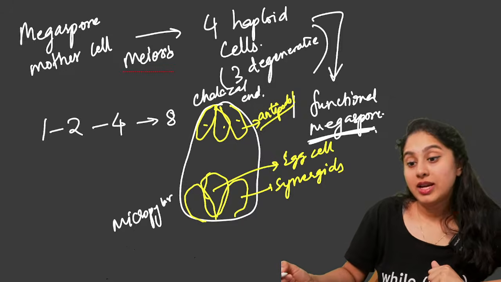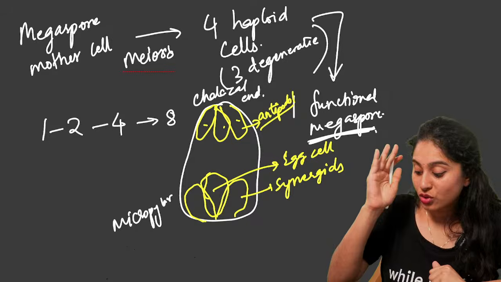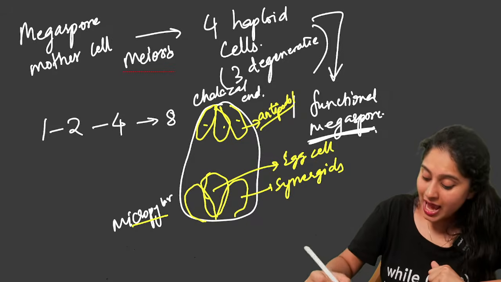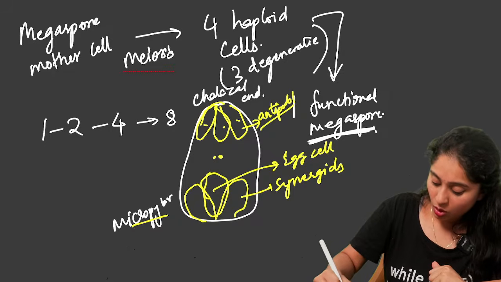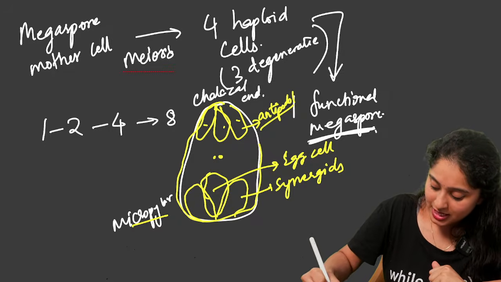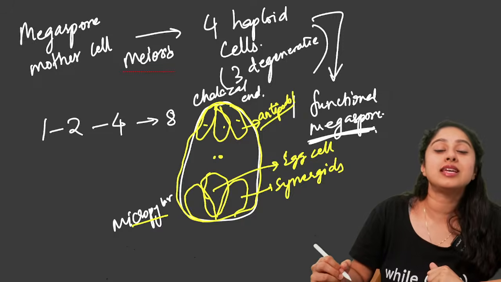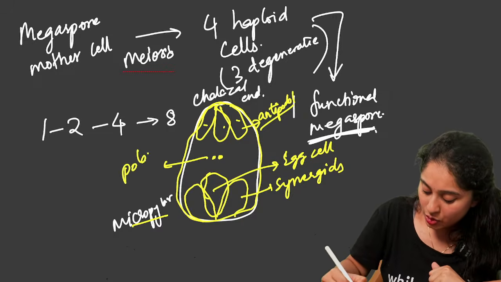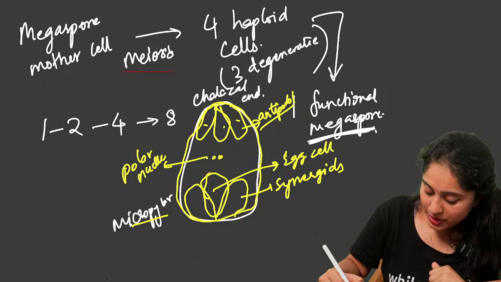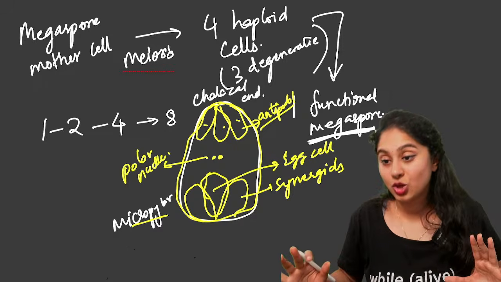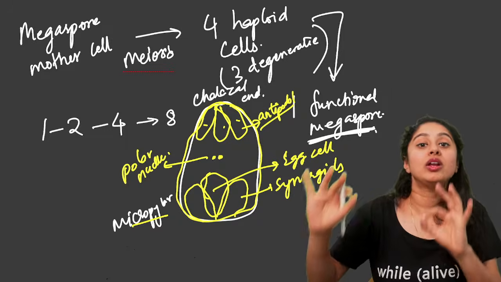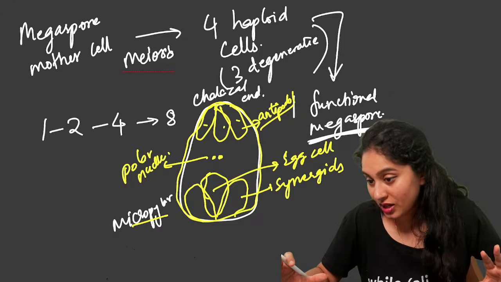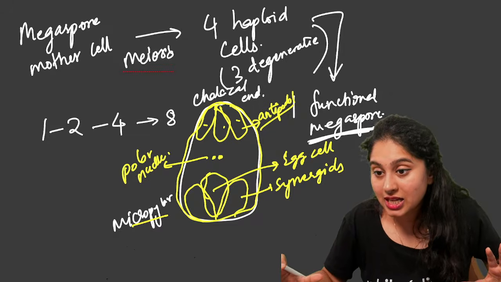Okay, is that clear? So we will have 1 egg cell and 2 synergids present in the micropylar end, and then in the center, because this whole big thing in itself is the central cell, correct? Now in the central cell we will have 2 free polar nuclei. That's all. This is the mature megaspore ovule that you will see. Is that clear, everybody?